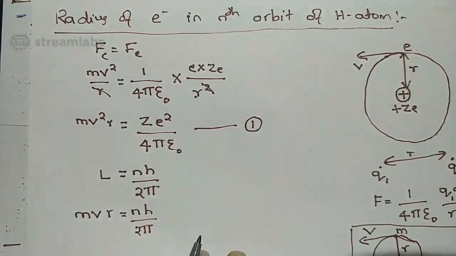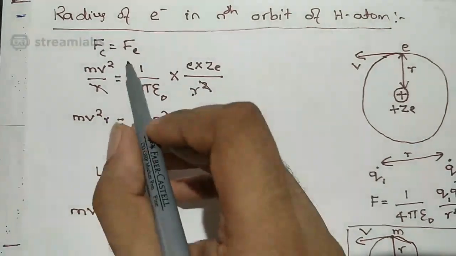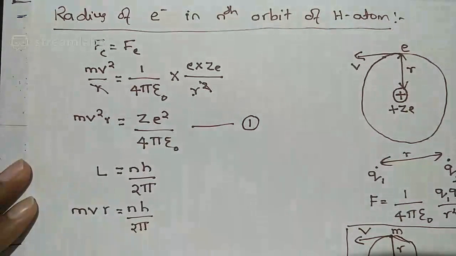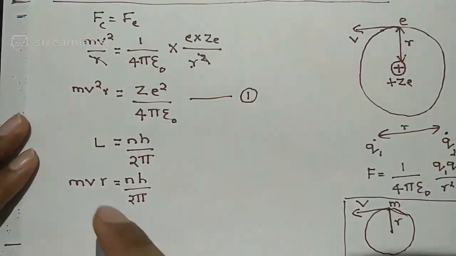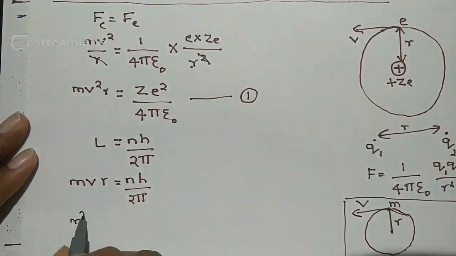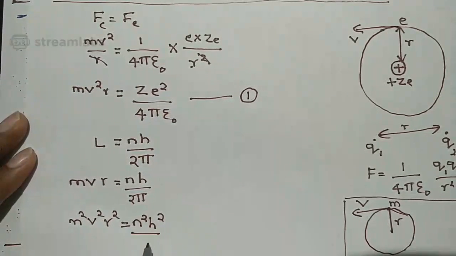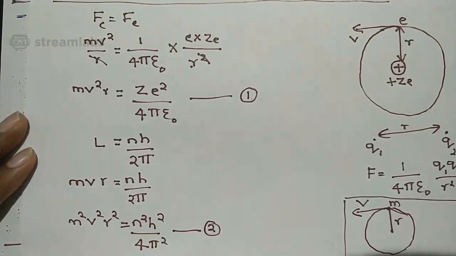So now we have used the concept of centripetal force. We have used the concept of the second postulate of Bohr's hypothesis. Then now we have to do a little mathematics to get the final answer. So the physics part is over. So we'll find out the radius. It is simple mathematics. First you square this equation, that is m square v square r square equal to n square h square by 4 pi square. This will be equation 2.